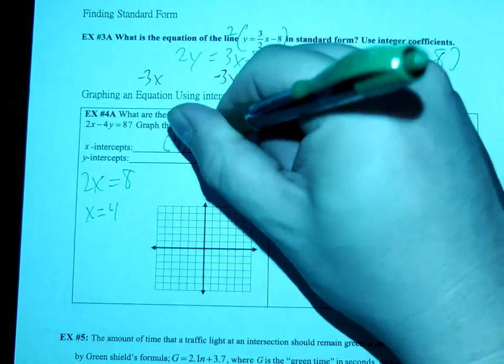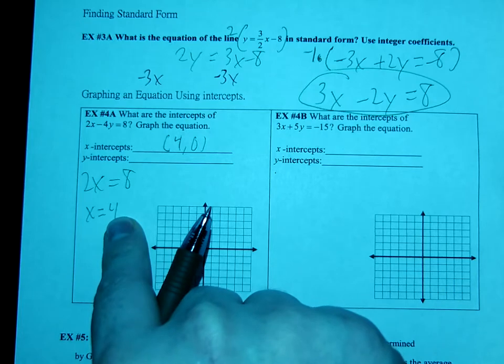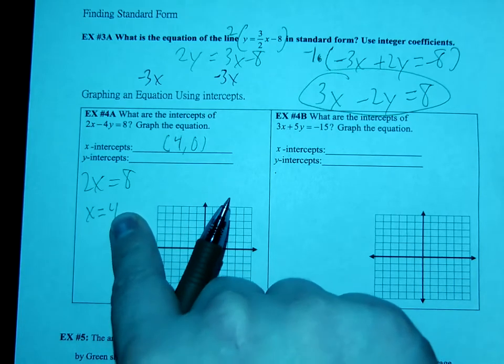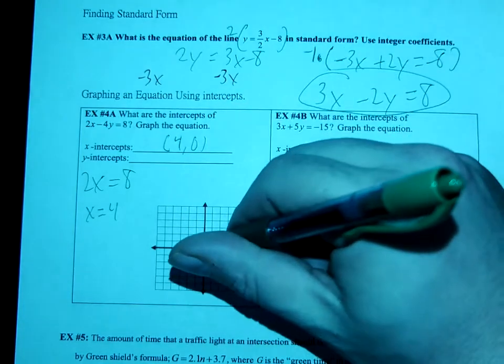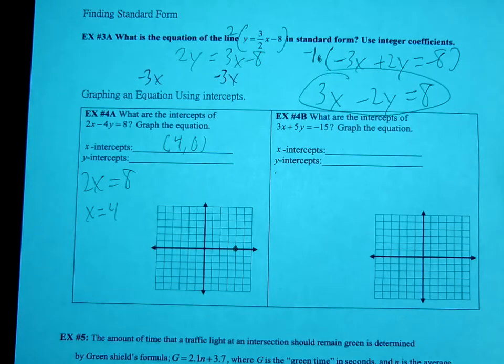Again, this is a solution, but it's also an intercept on the x-axis. It's both. It's a solution or a 0, or in other words, an x-intercept. That means the same thing here. So x equals 4. There's 4.